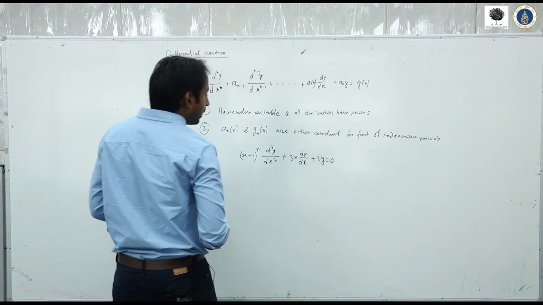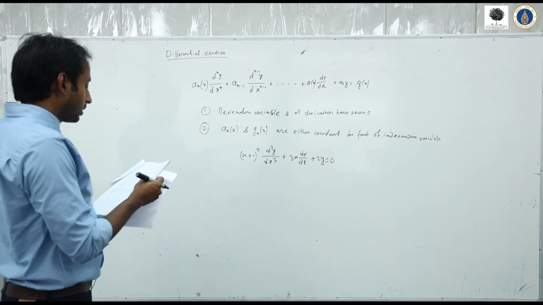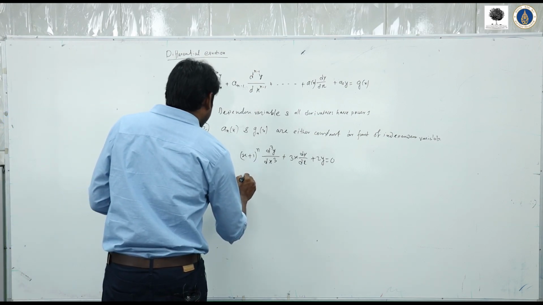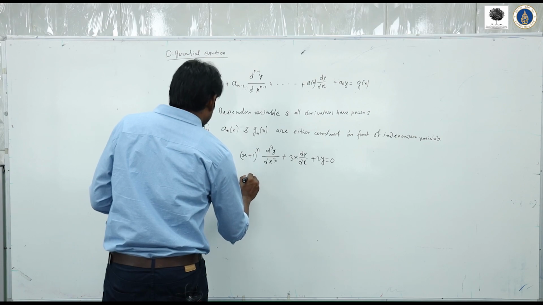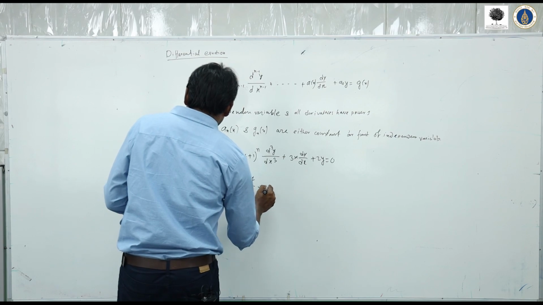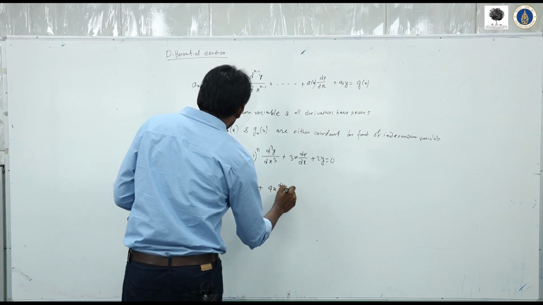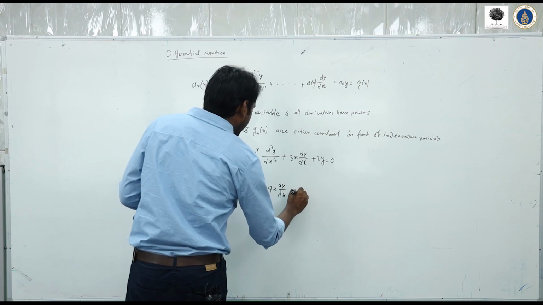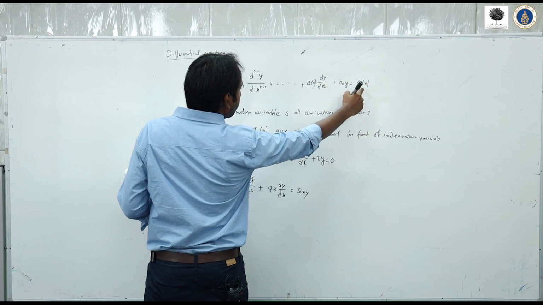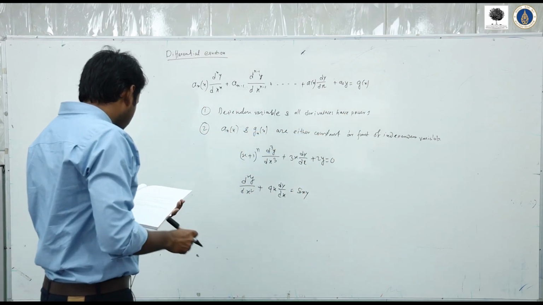So this is a linear differential equation, but if I consider this one, d2y by dx2 plus 4x dy by dx equal to sin y, now you see this g is a function of y. So this is a nonlinear differential equation.